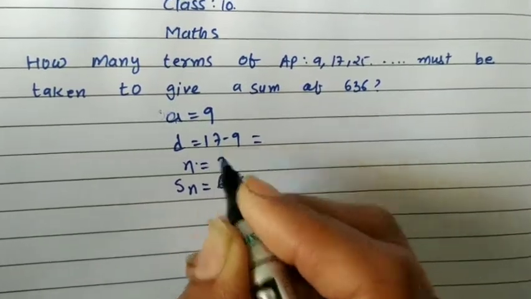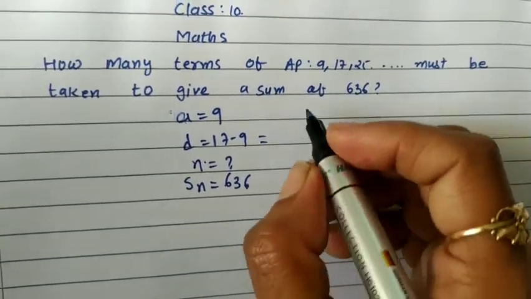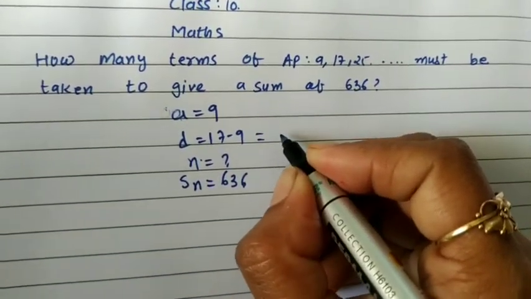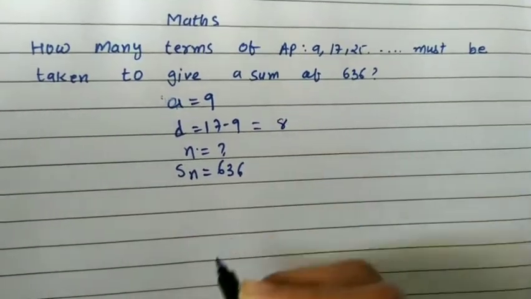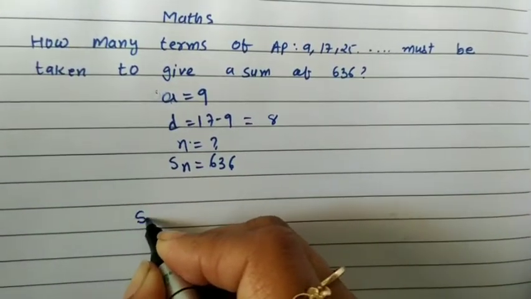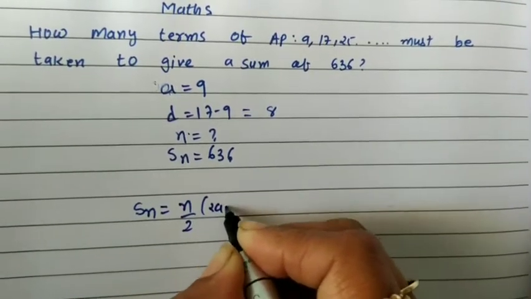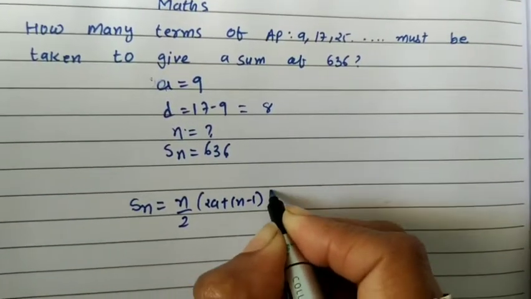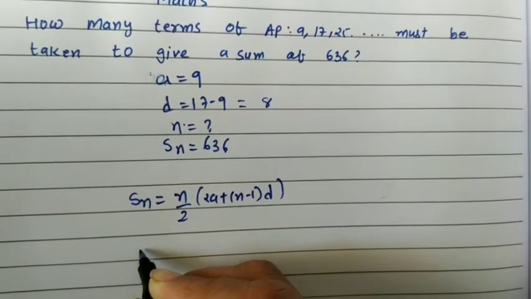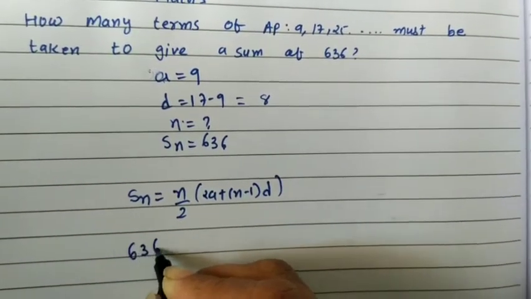So here first we will find d. So here let me write d, what it will become. So it will become 8. Let us substitute the values in this formula: Sn is equal to n by 2 into 2a plus n minus 1 into d. So here Sn is given as 636.